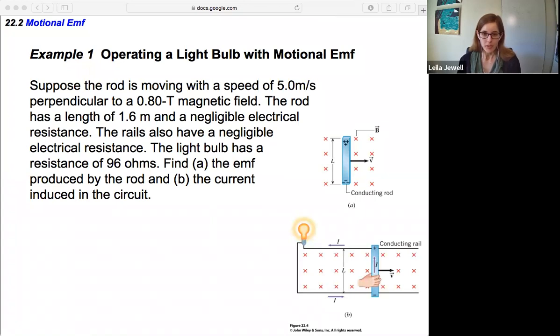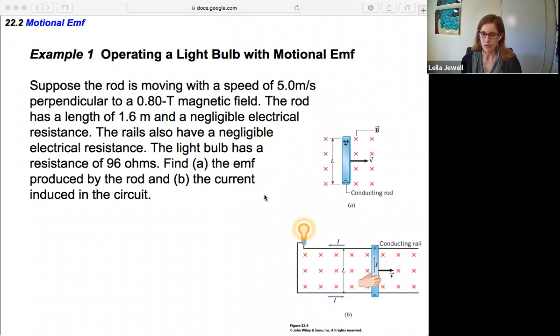Example 1. Operate a light bulb with motional EMF. Suppose the rod is moving with a speed of 5 meters per second, perpendicular to a 0.8 Tesla magnetic field. The rod has a length of 1.6 meters and a negligible electrical resistance. The rails also have a negligible electrical resistance. The light bulb has a resistance of 96 ohms. Find A, the EMF produced by the rod, and B, the current induced in the circuit.